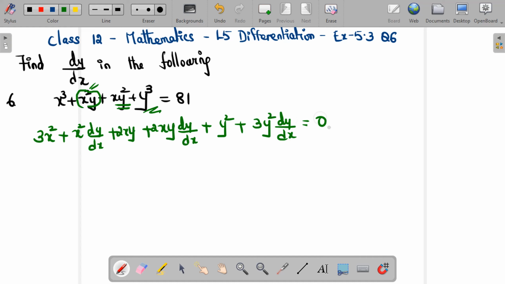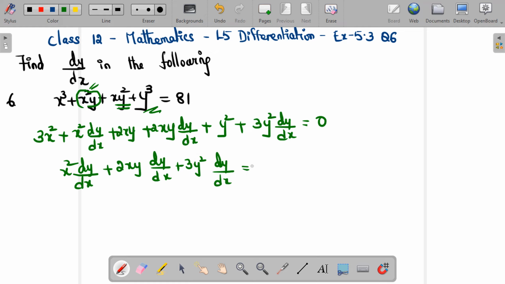the differentiation of a constant is 0. Retain all the dy by dx terms on the left and carry everything else to the right. So this is x squared dy by dx plus 2xy dy by dx plus 3y squared dy by dx. Now move all the other terms to the right side. So it is minus 3x squared minus 2xy minus y squared.